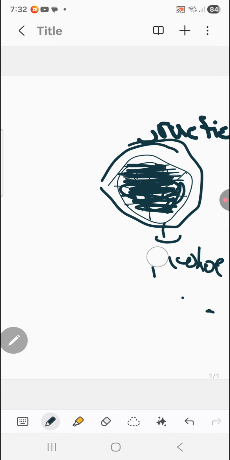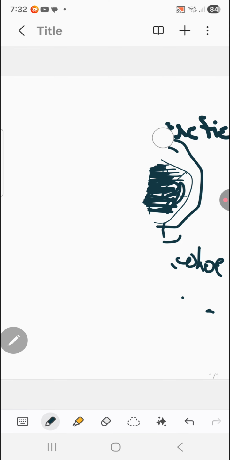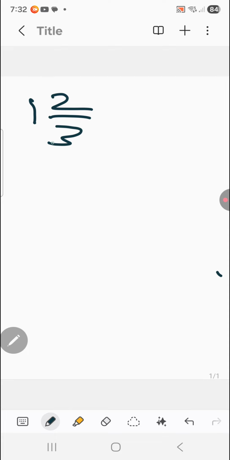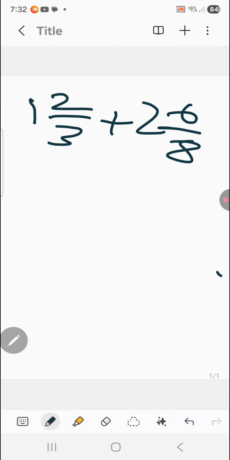Now to start, just take out a notebook or whatever you have, and practicing is what I recommend, the best way to learn. By just watching a video, you might understand, but you gotta keep practicing to keep in touch with it. So now take a question such as 1 2 by 3 plus 2 6 by 8. Now to add this, you gotta first convert it into improper fractions.